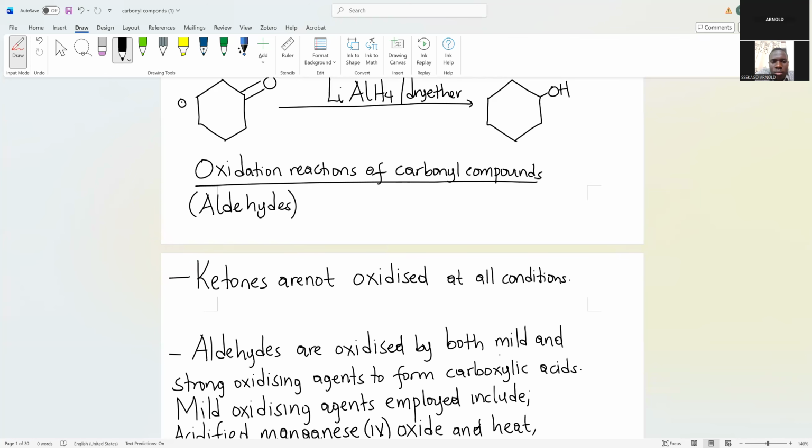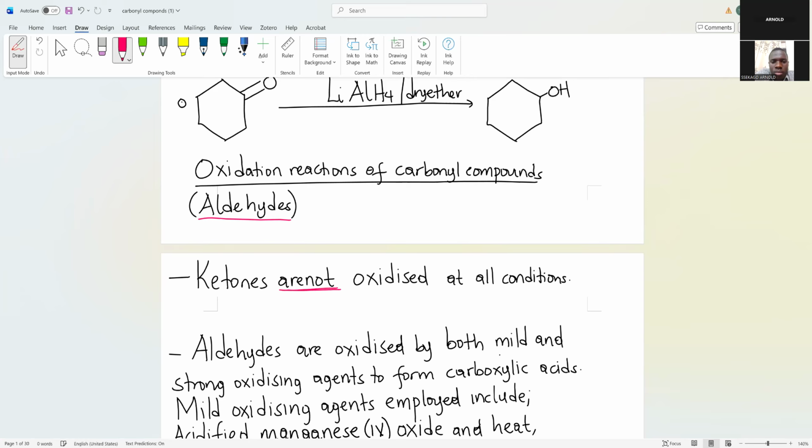Our next reaction is oxidation. These are oxidation reactions of carbonyl compounds. Not all carbonyl compounds, I am emphasizing, are aldehydes. Oxidation reactions of carbonyl compounds, which are aldehydes. Why not ketones? Ketones are not oxidized very well.